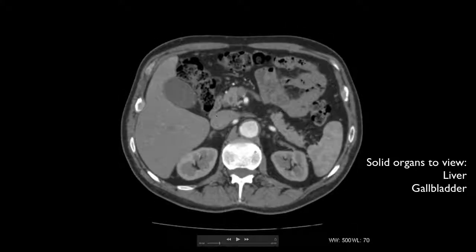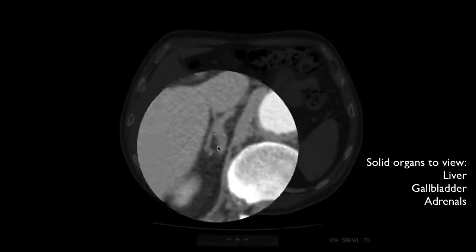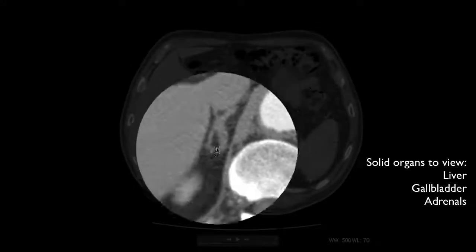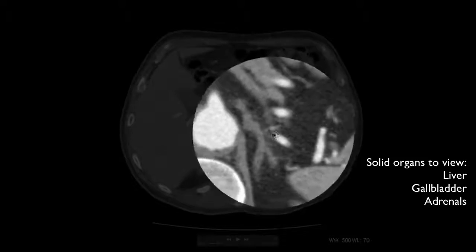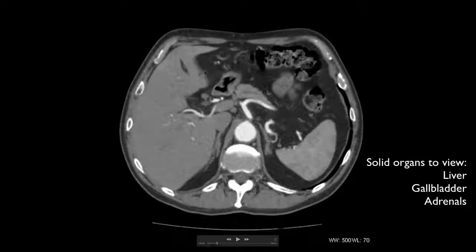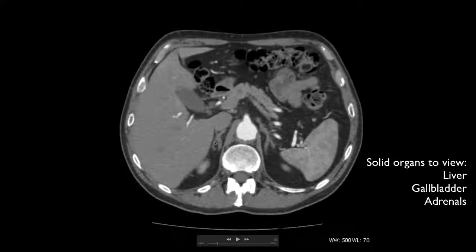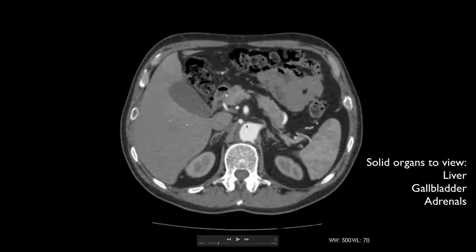The other solid organs you need to review are the adrenals, so these little Mercedes-type shaped structures here. Those are the normal looking adrenals. But when there's an adrenal mass, it looks different. There's a lump there where the little Mercedes shape should normally be. So you'll get a mass lesion, and that normal shape is distorted.